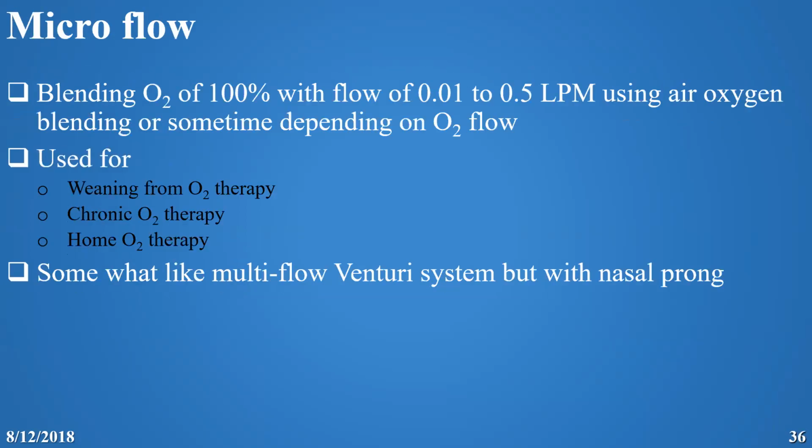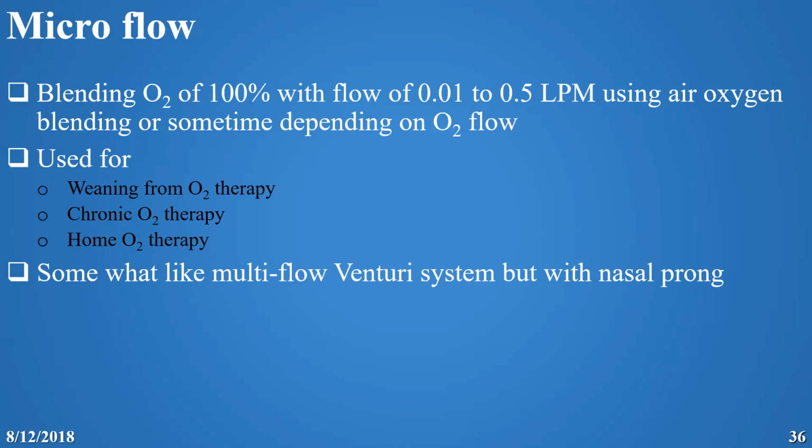With microflow, we give 100%, and we don't need to use heated, humidified oxygen. Therefore, it's very good for weaning from oxygen, chronic oxygen therapy, and home oxygen therapy. Now, there is something called the Venturi system where the flow can be changed. Because remember, when we give a flow, it's fixed. You cannot change it. But at the end of the mask, sometimes we can change the flow. If that mask has this feature, it's called a Venturi system.